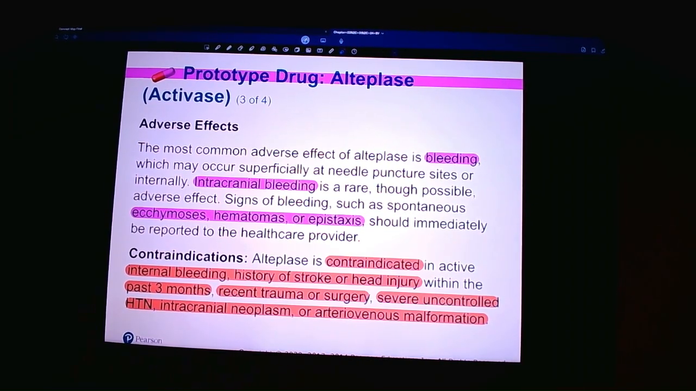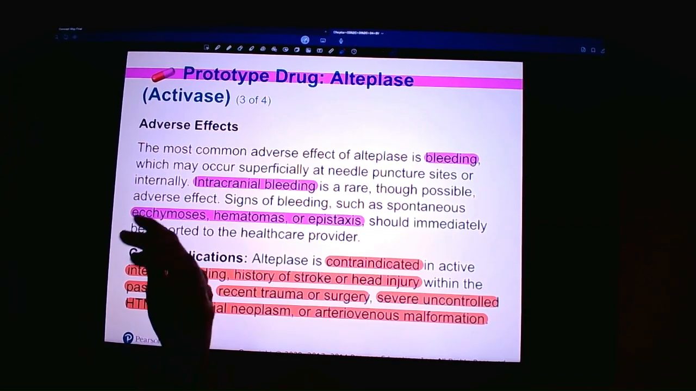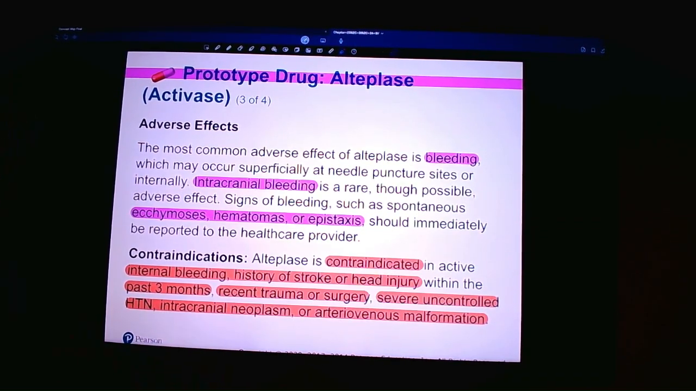Internal bleeding. Obviously, if they're already bleeding, why would you give them something that's going to make them bleed more? History of stroke or head injury, right? Because we talked about that. If you had a past head injury and maybe you never noticed it, because even little things will cause damage, but if we're healthy, our body will fix it. But if we're not, it won't, and then now we're having full on bleeding. And that's referring to even up to past 3 months, recent trauma or surgery, right? You're healing, you're not fully closed up, and then you just gave a drug that's going to cause a lot of bleeding to occur or no clotting, so now you're going to bleed more.